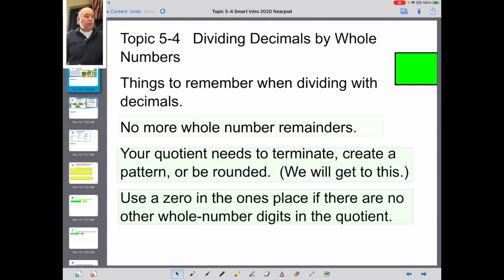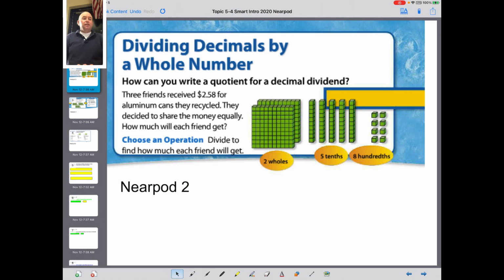Well, let's go into the book right now. The book then says, dividing decimals by whole numbers. I'm going to get out my fancy pen here. Dividing decimals by whole numbers. How can you write a quotient for a decimal dividend?